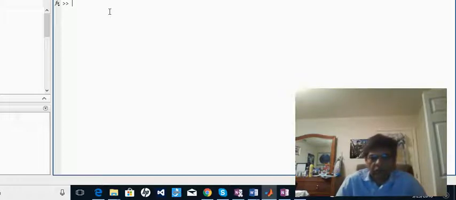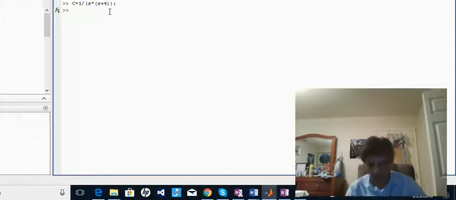So C of s would be equal to, here we go, we can write it in MATLAB now. C of s is equal to 1 over s times s plus 4. Okay, so here we go, and we're going to suppress this because we'd like to take the inverse Laplace transform of that. So C is equal to ilaplace, that is the command in MATLAB to take the inverse Laplace transform of this, and still we would like to suppress this so that we can have it in a printable format, right?